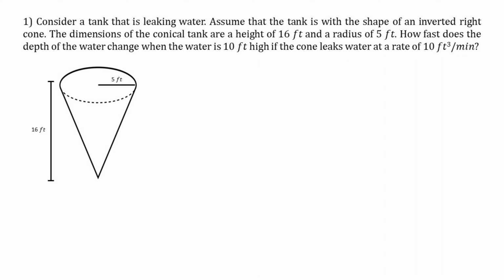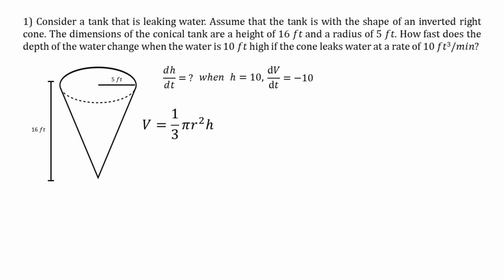If the cone leaks water at a rate of 10 cubic feet per minute, we need to find the derivative of h with respect to t, given that h is 10 and dV/dt is negative 10. The volume of a cone is equal to 1/3 pi r squared times the height. Since there are 3 variables in the equation, let's try to reduce it by expressing r in terms of h.